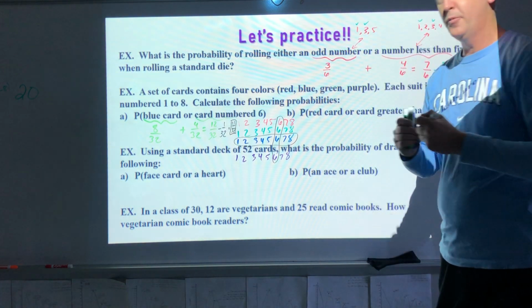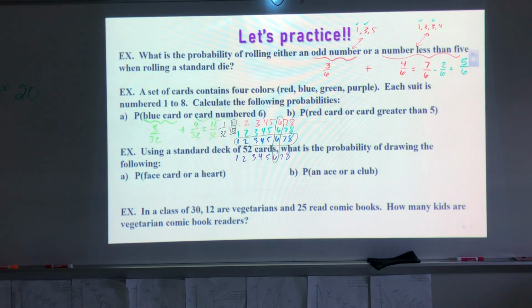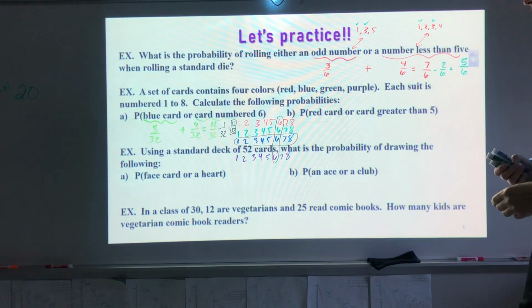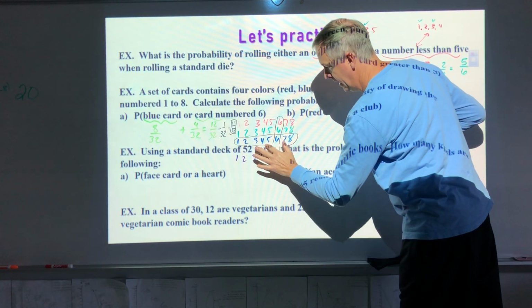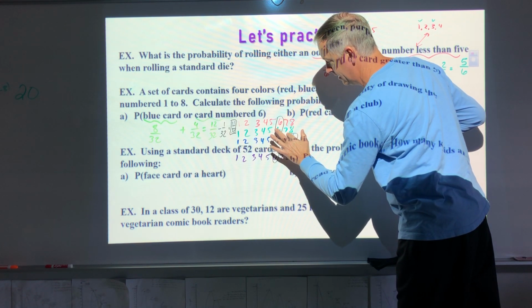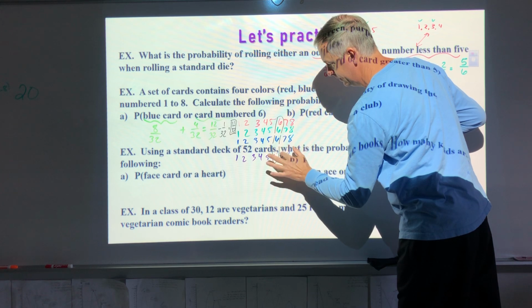So you remember, we got to add and subtract when it is an OR problem. So let me erase these. And I like doing it with the bubbles. I think it's like my version of the Venn diagram, writing it out and circling.